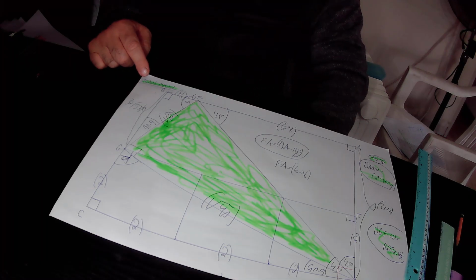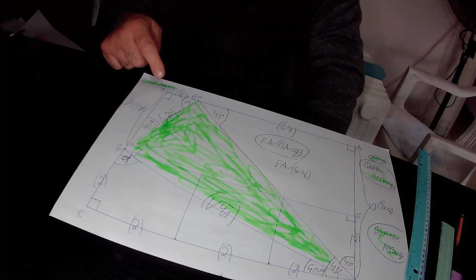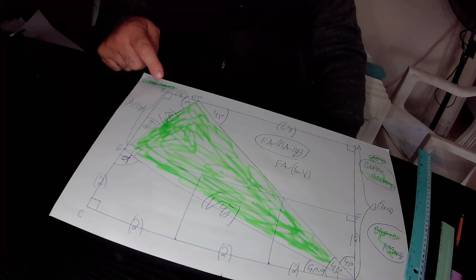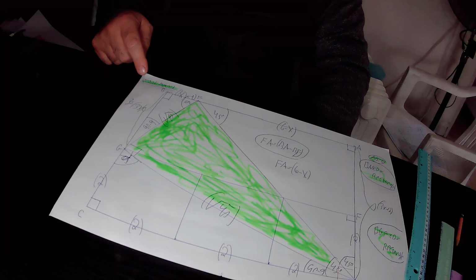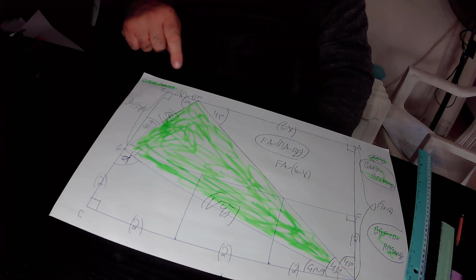The next step, we implement the Pythagoras theorem on this upper right triangle, triangle BFG. According to the Pythagoras theorem, in any right triangle, the square of the hypotenuse equals the sum of the squares of the perpendicular sides. So in this right triangle BFG, FG squared, that is the square of the hypotenuse, equals BF squared plus BG squared.